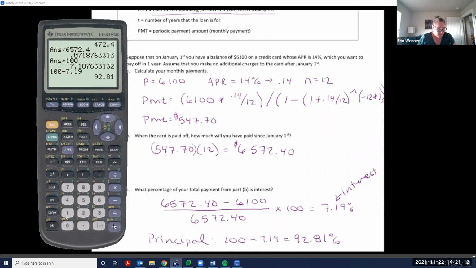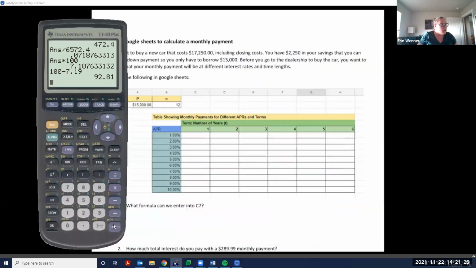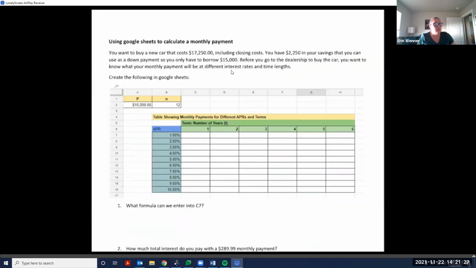So as I was talking about last Wednesday, it's a really good idea to know going into buying a car what you want your payment to be. And so this Google Sheet will actually help you to calculate your payment based upon the number of years you want your loan to be and the possible interest rates.